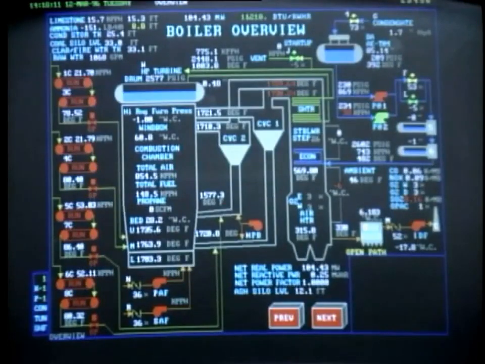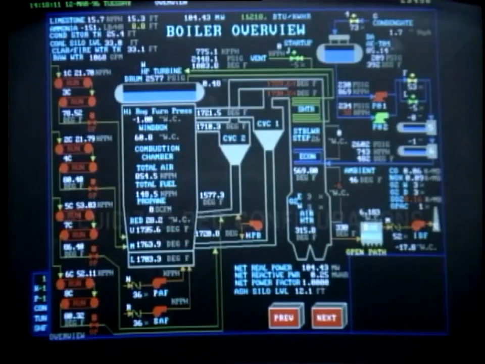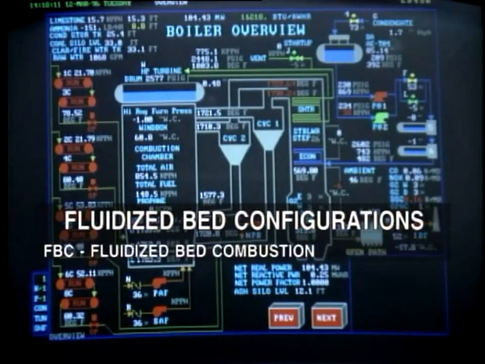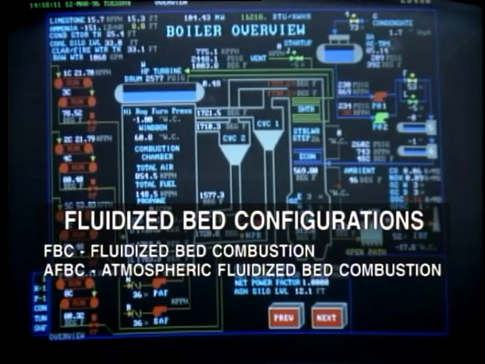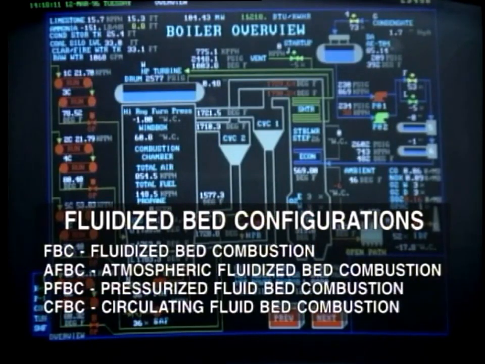Another type of boiler which is employed to burn waste and low-grade fuels uses fluidized bed combustion. There are several different configurations of this type of combustion, each known by a descriptive title, such as FBC, fluidized bed combustion, AFBC, atmospheric fluidized bed combustion, PFBC, pressurized fluid bed combustion, CFBC, circulating fluid bed combustion.